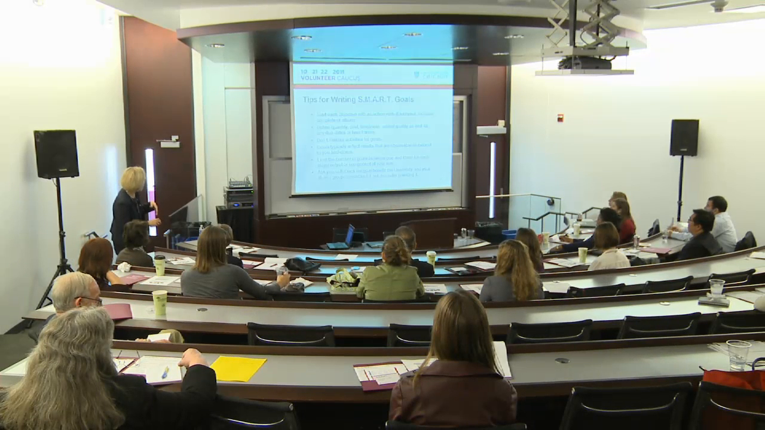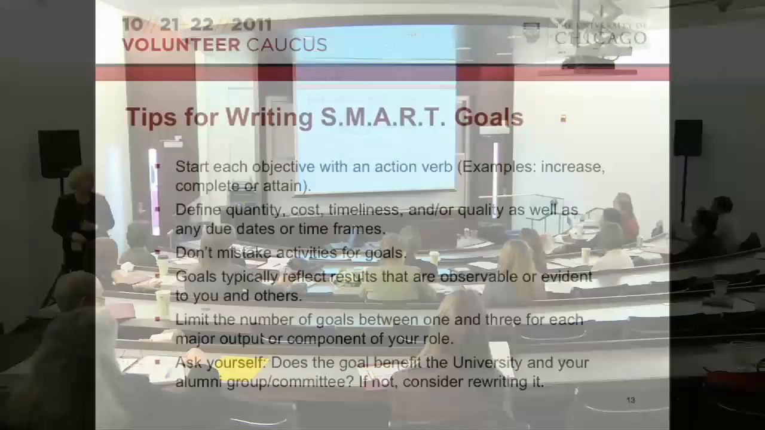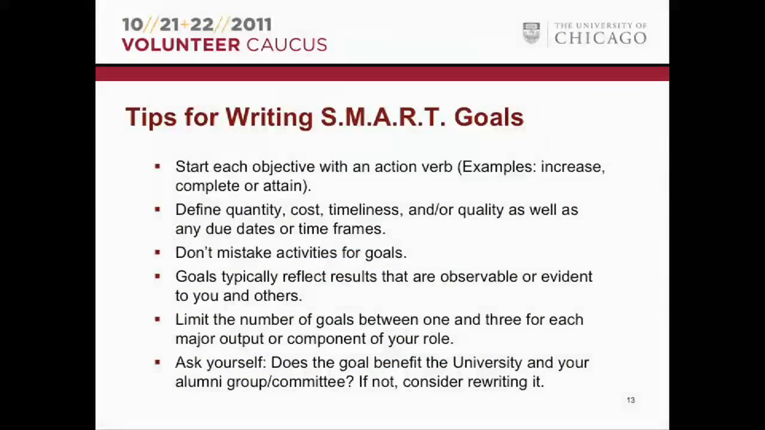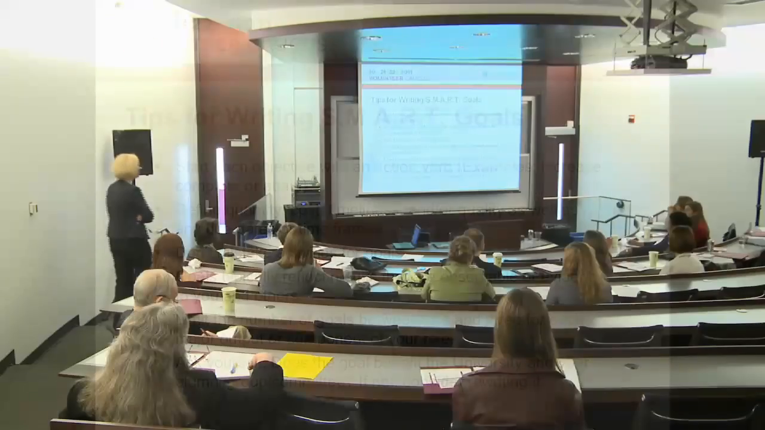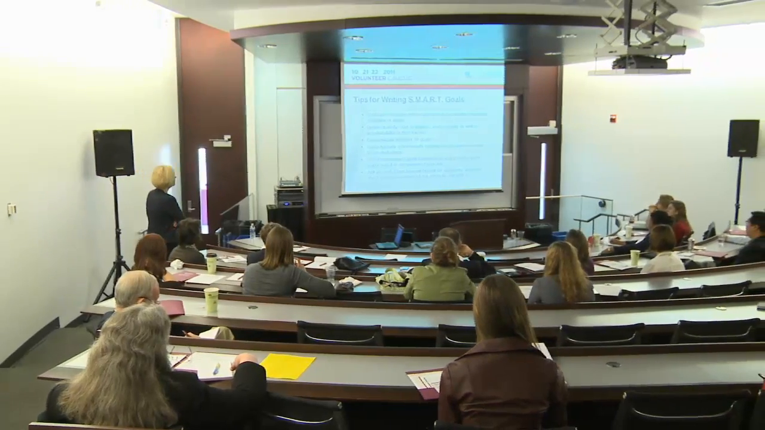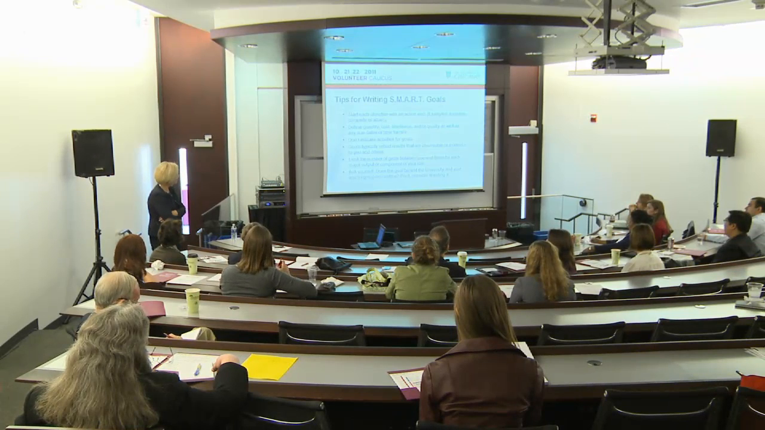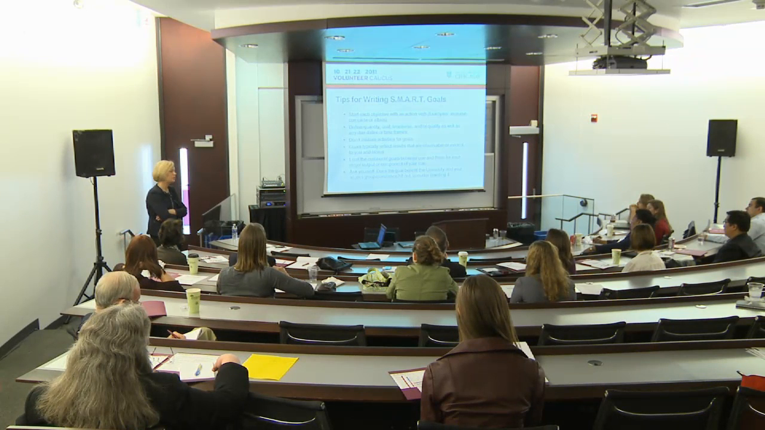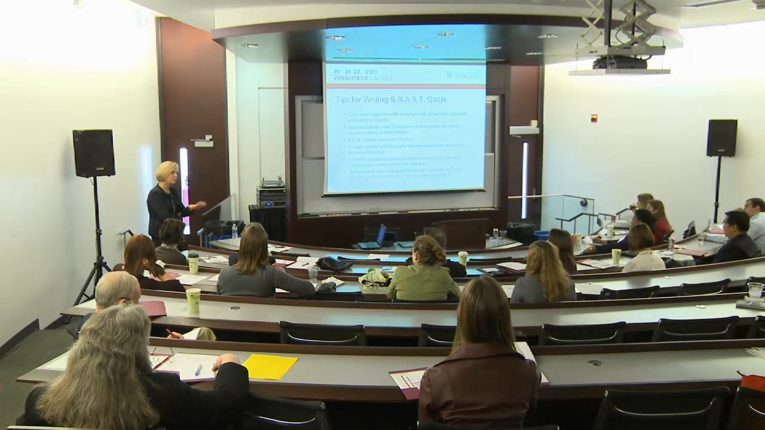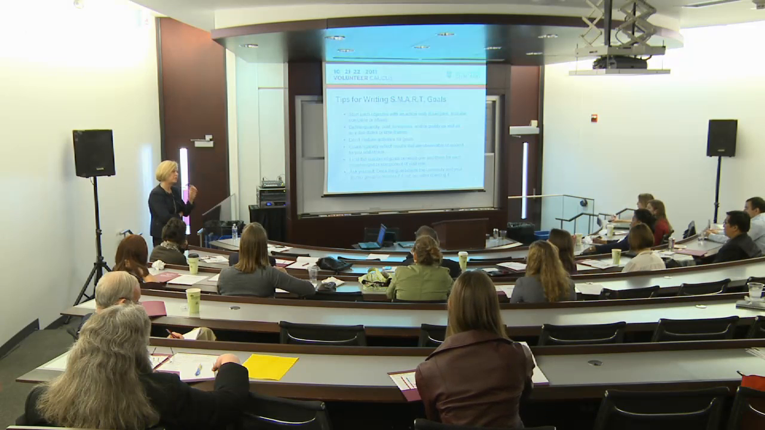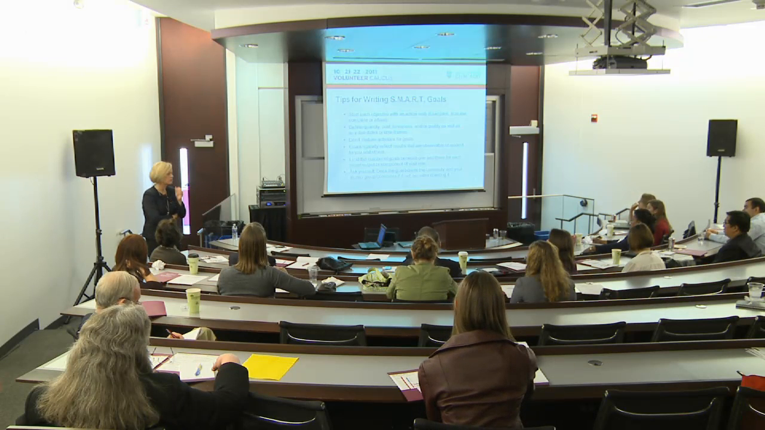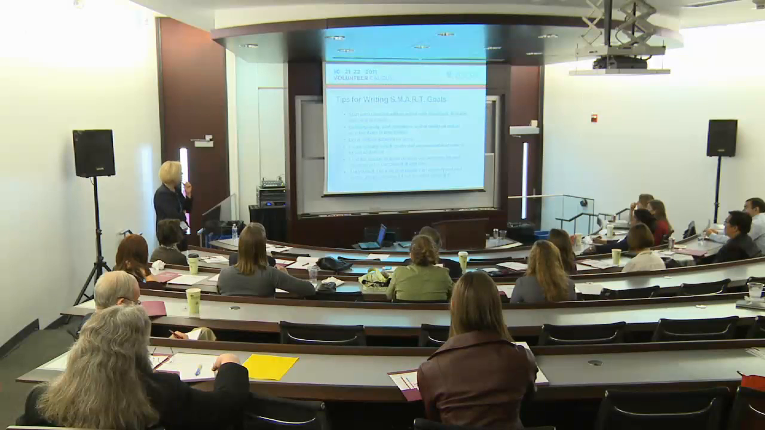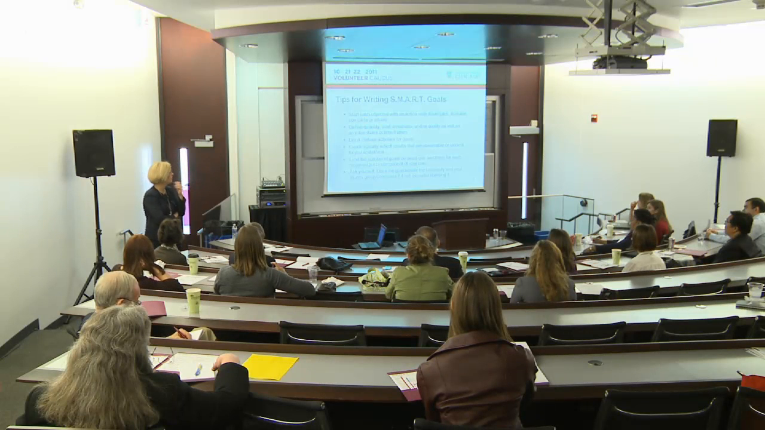Okay. And then here's some tips for writing SMART goals. Start with an objective or an action verb. Increase, complete, attain. Define the quantity, cost, timeliness, quality. Don't mistake activities for goals. Okay, goals are something you're trying to achieve. Somehow you're trying to get something done. They typically are observable. There's an output or results. Usually, it makes sense to have 1, 2, 3 goals. Anything beyond that, it's really too much. You want to make sure that people are focused on a couple key things. Okay. And you can ask yourself, does the goal benefit the university or the alumni group or the committee?